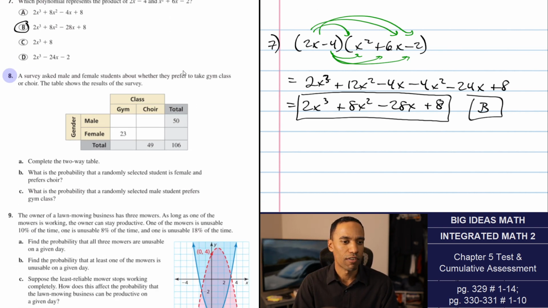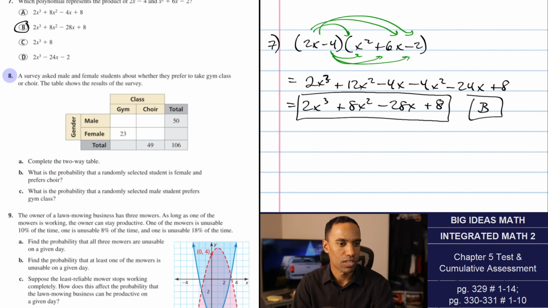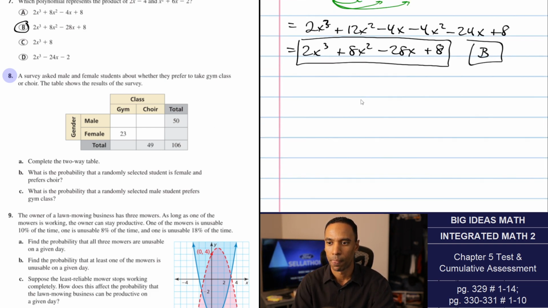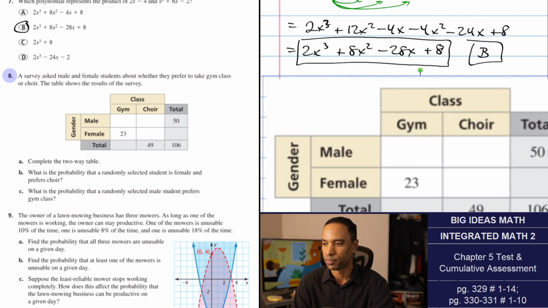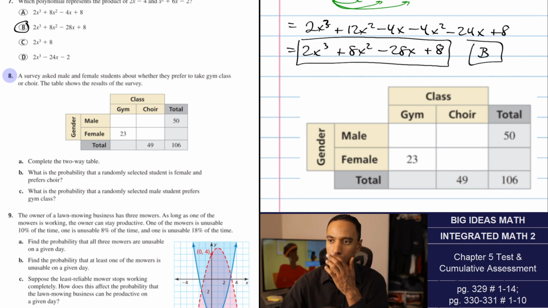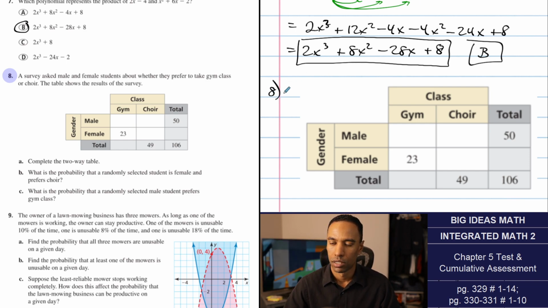Number 8, a survey. I already feel like I want to copy and paste this. A survey asked male and female students about whether they prefer to take gym class or choir. The table shows the results of the survey. So let's check it out. We're going to fill out this two-way table. I'm sure that's what part A is asking. Part A, complete the two-way table.